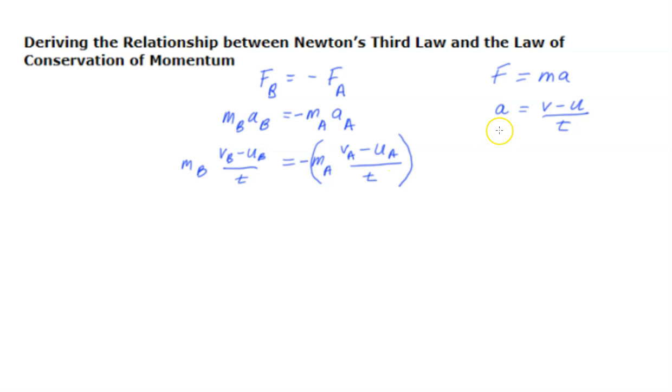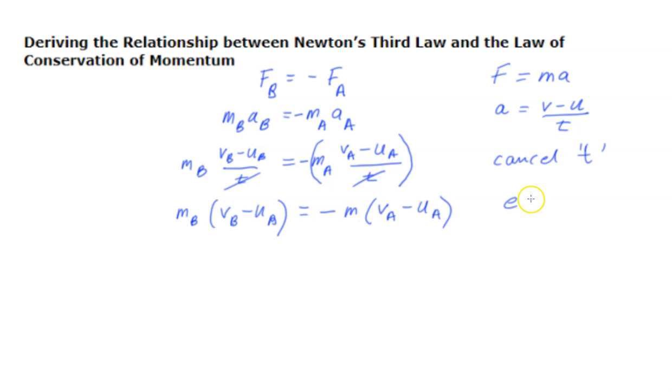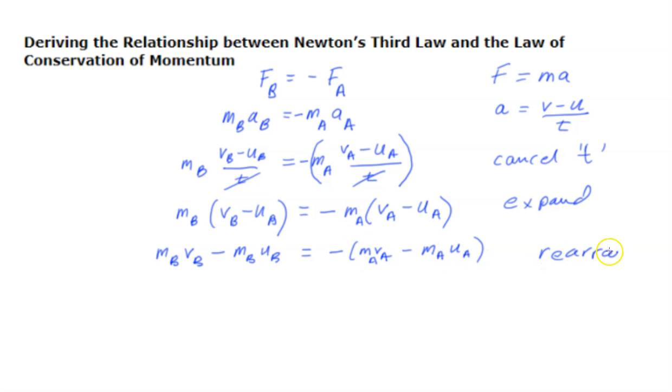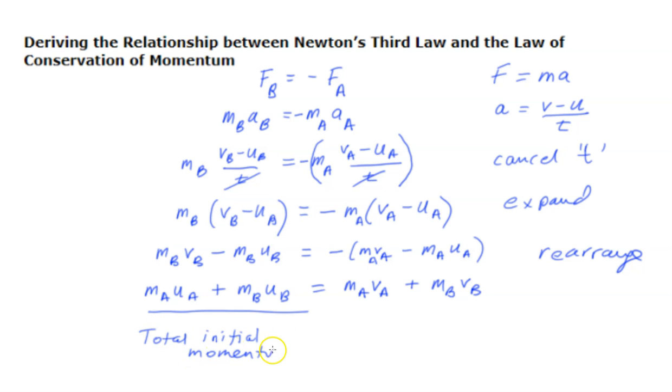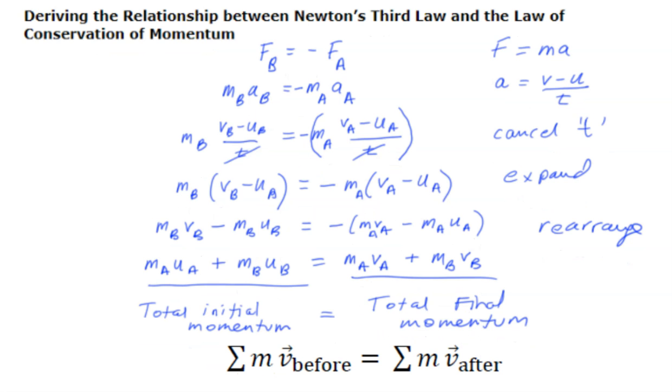Now we can cancel t from both sides and we're left with, now we can expand. And finally, we can rearrange these. So this is our total initial momentum and our total final momentum, which can also be written as the sum of the momentum before equals the sum of the momentum afterwards.